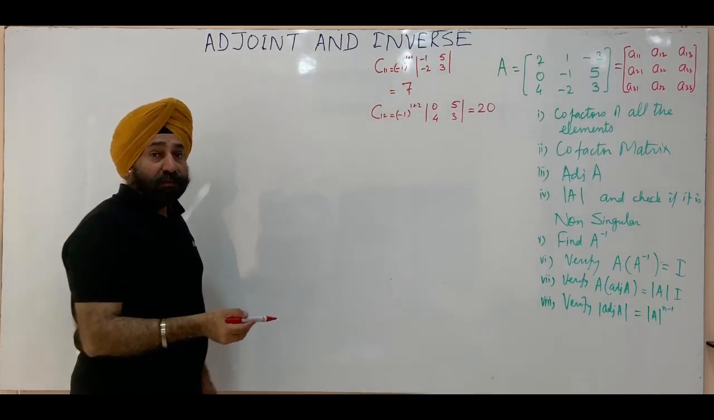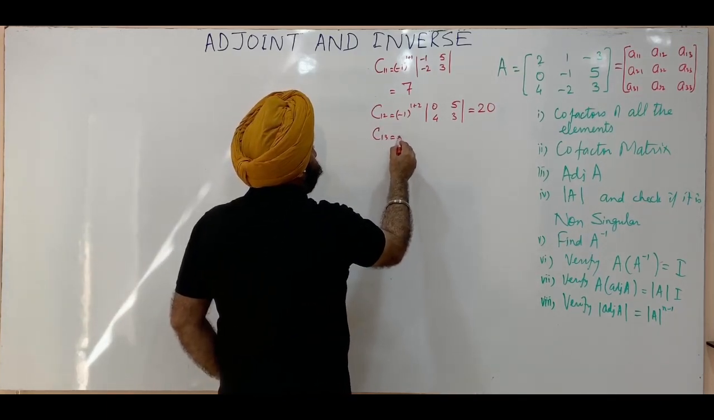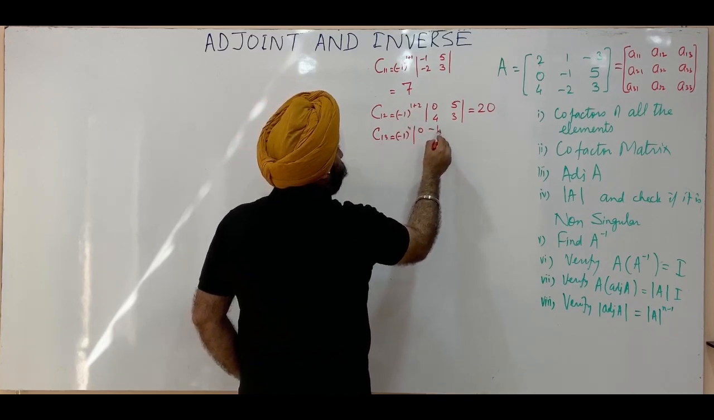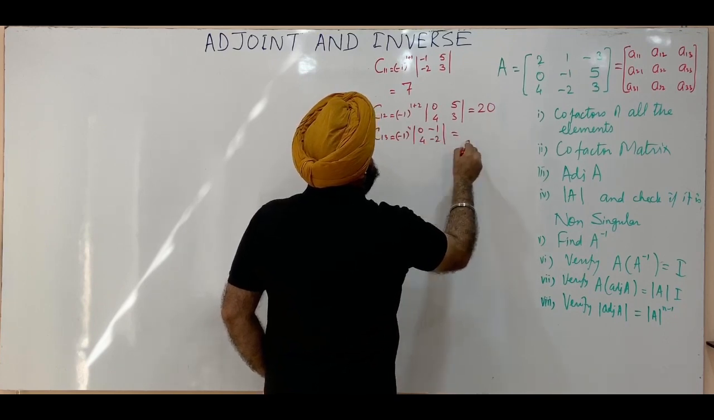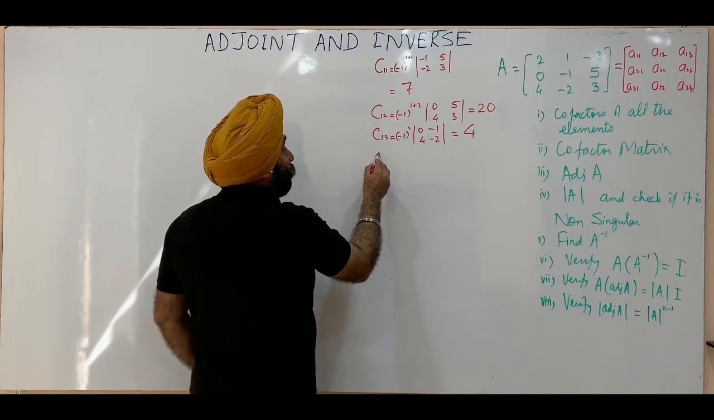Similarly, we can write the cofactors of other elements. C13 is minus 1 raised to 1 plus 3, which is 4, into the determinant 0, minus 1, 4, minus 2. This will be 0, this is plus 4.